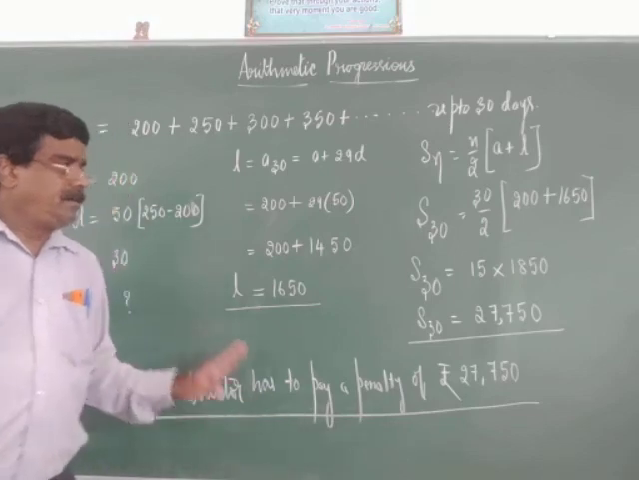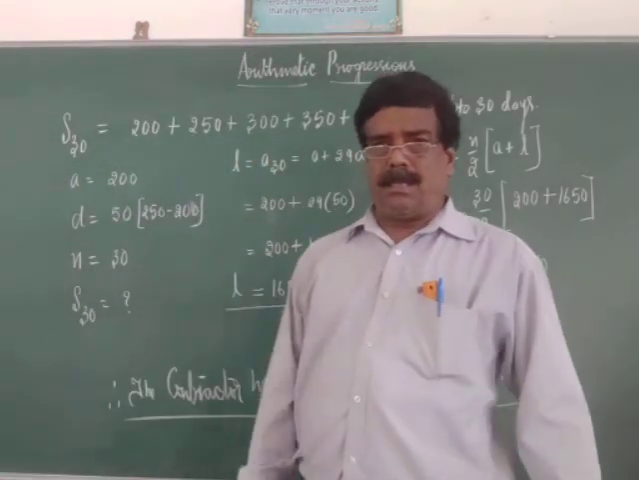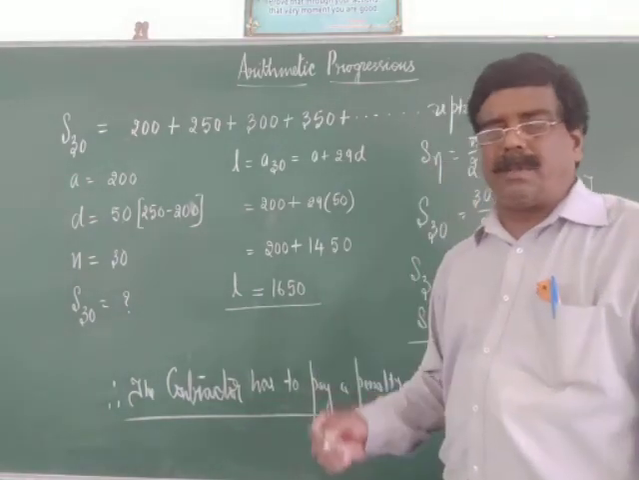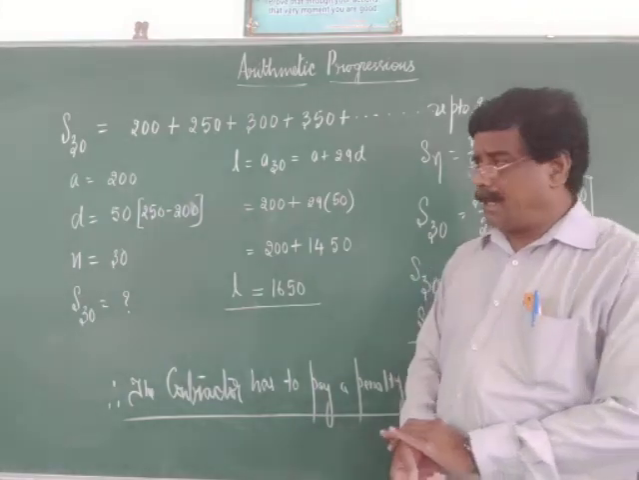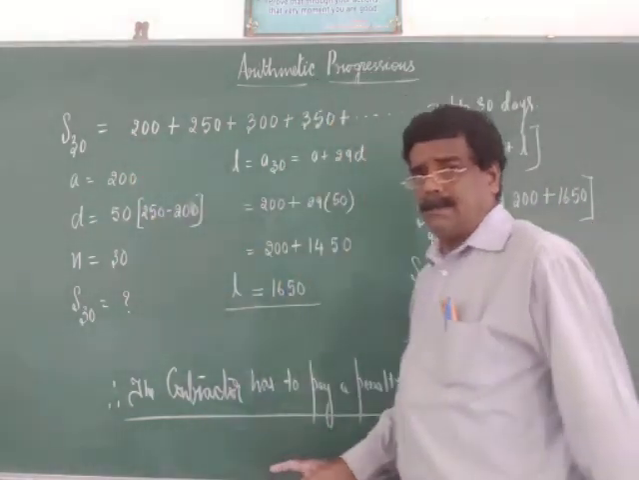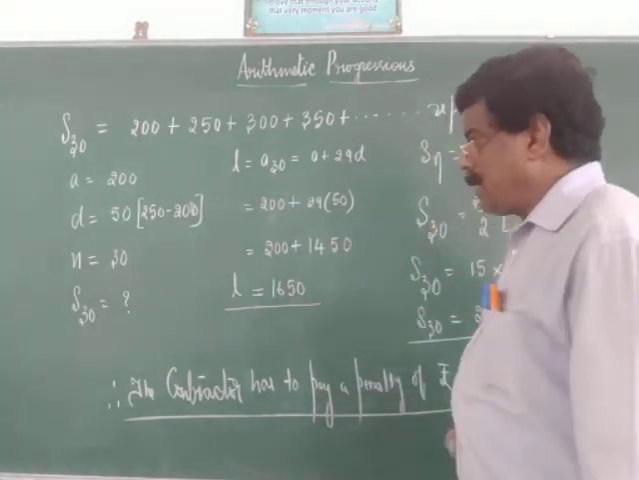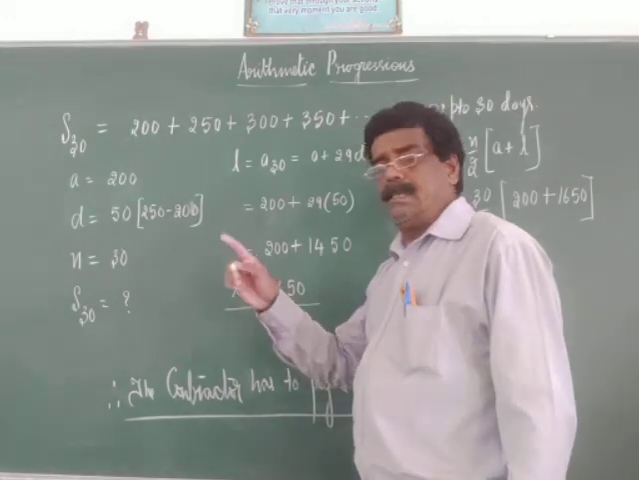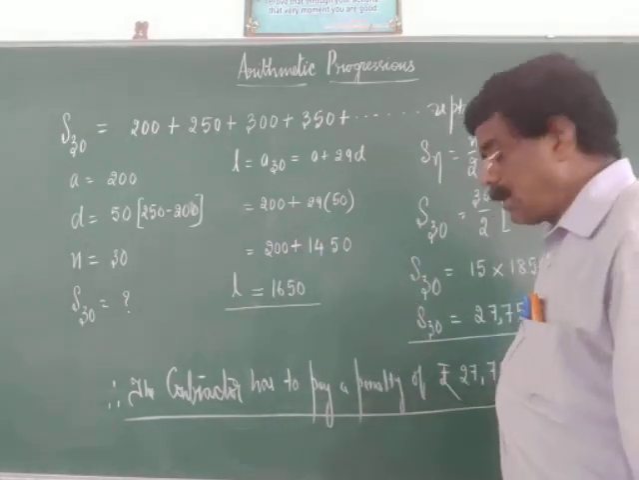See children, the sum is very easy, you must be knowing. The only thing is, you have to read the question carefully, understand it, analyze it, make it short, and apply your formula. Here you found the last term and applied it. The same sum you can find by Sn is equal to n by 2 into 2a plus n minus 1 into d. Please check, are you going to get this answer?